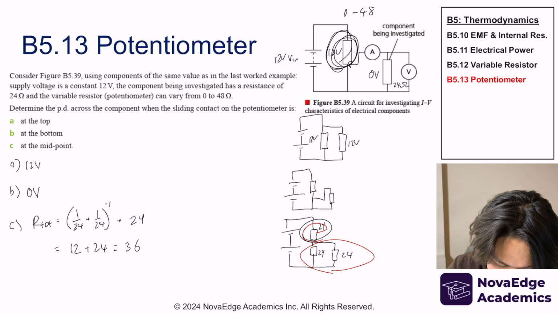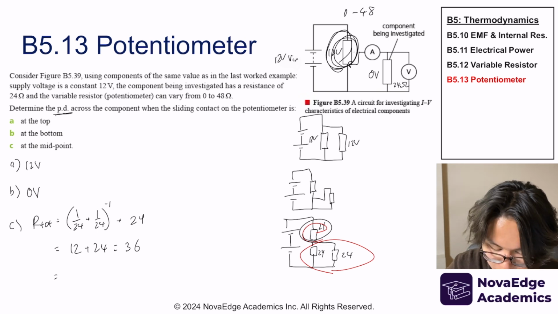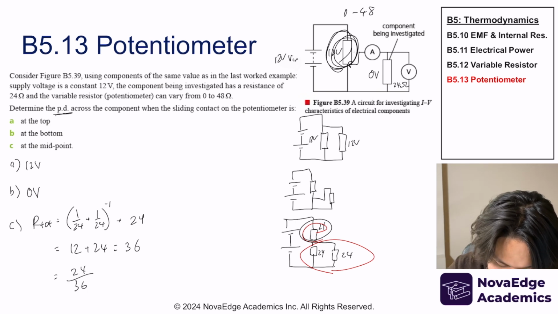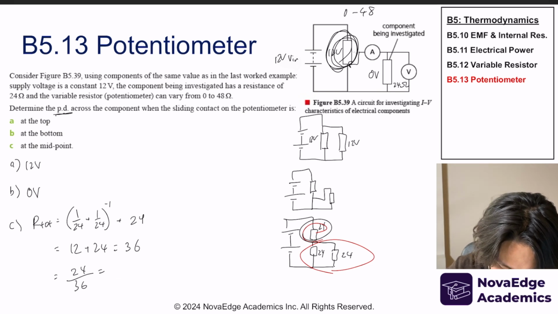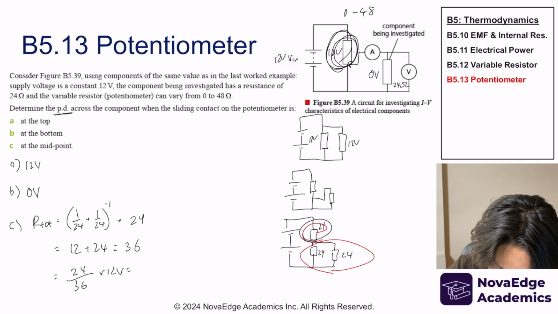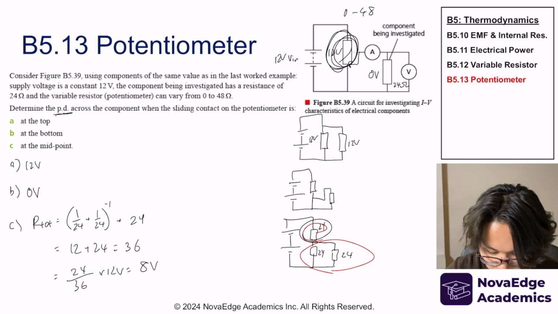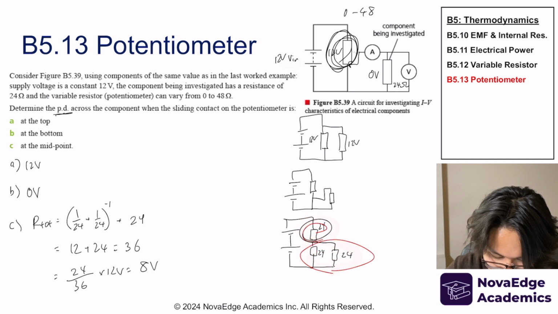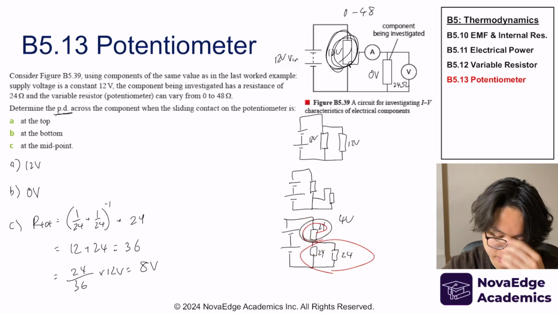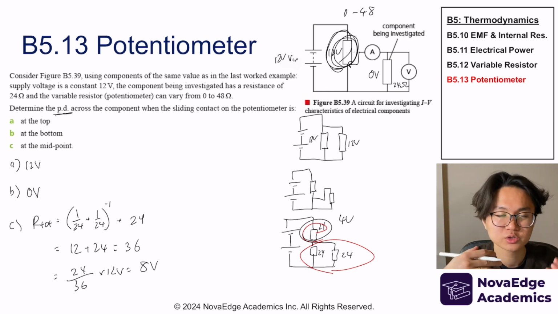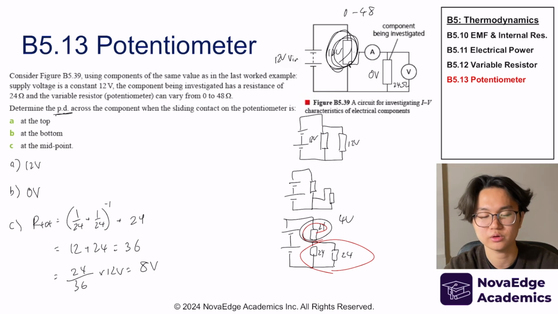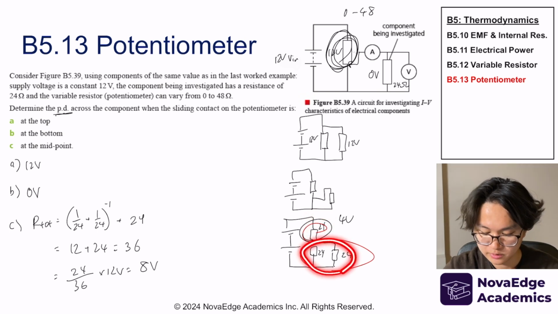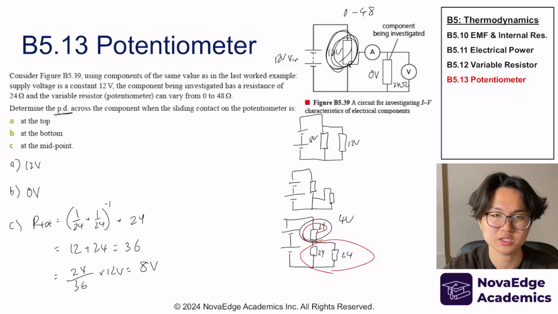Okay, and determine the PD across the component. Well, you can do the full breakdown and calculate like usual, but it's actually going to be 24 over 36. You're going to learn that this is how the proportionality works. So it's going to have, times it by 12 volts. It's actually going to come out to 8 volts. So this guy's going to experience 8 volts, and this guy's actually going to experience 4 volts. Okay? You can do the whole, find the total current and then find the individual voltage across this guy, and then minus it and find this guy if you want. Okay, but you're going to get the same thing as this.